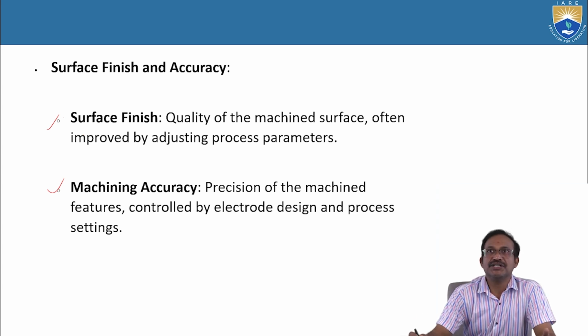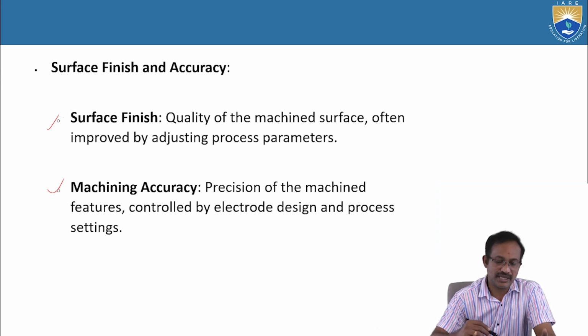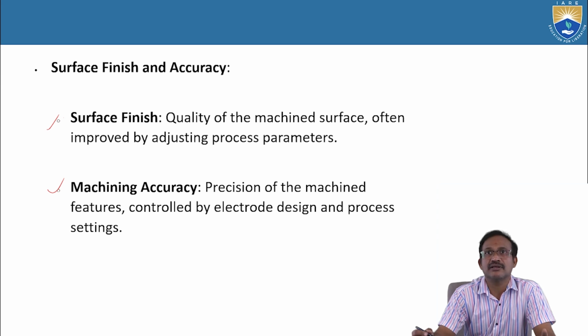Surface finish, machining accuracy. The quality of the machined surface is often improved by adjusting process parameters. Machining accuracy: the precision of the machined features is controlled by electrode design and process settings.